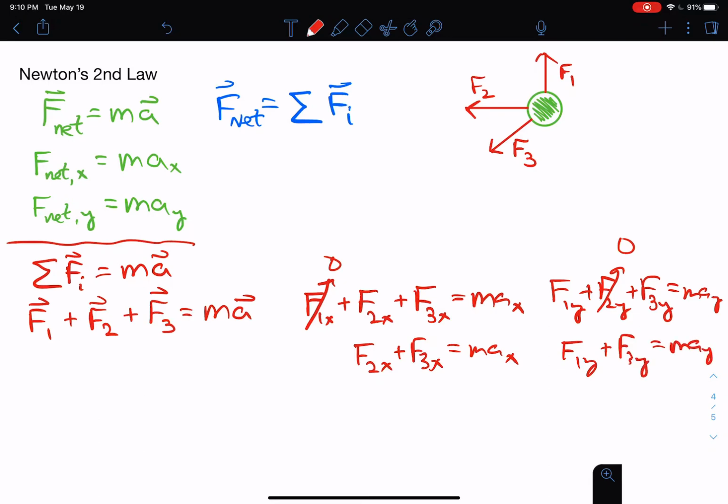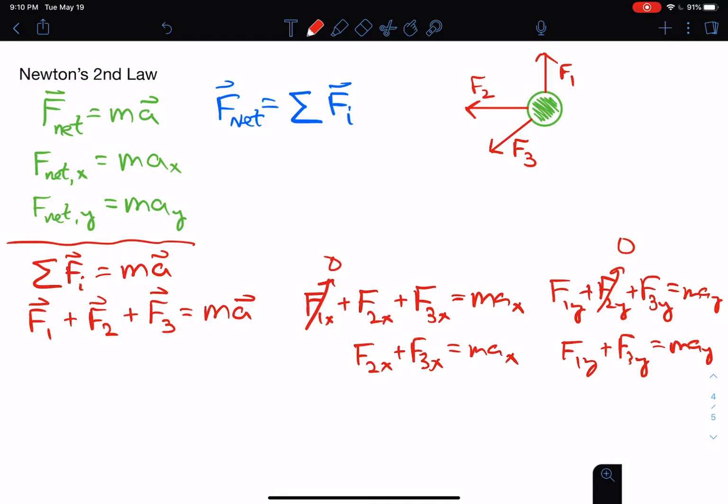It's quite common for some of the components to be 0 with your forces. A lot of the forces will end up being axis vectors, so we're going to be taking advantage of that. Often the acceleration will also be an axis vector, and that means, of course, one of the components will be 0. Sometimes there won't be any acceleration, in which case both a x and a y are 0. So that's further simplification.